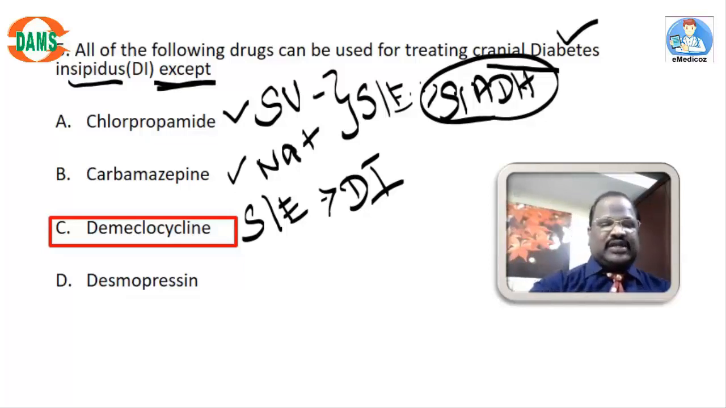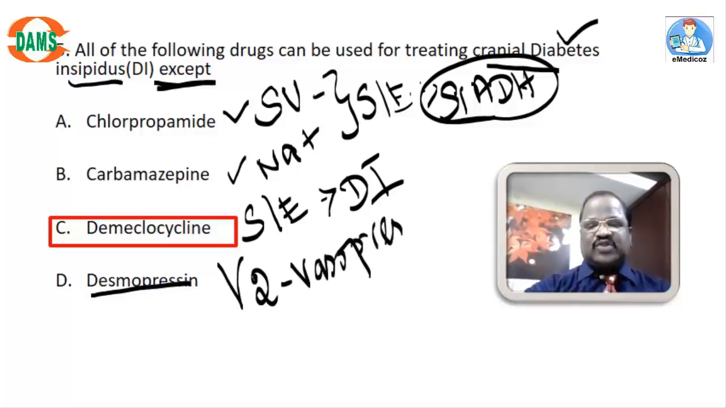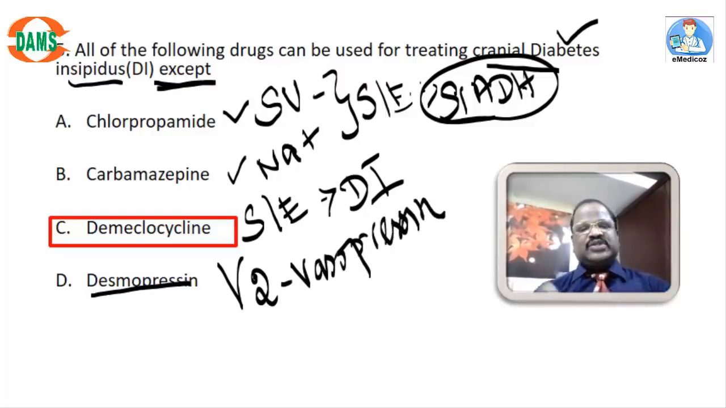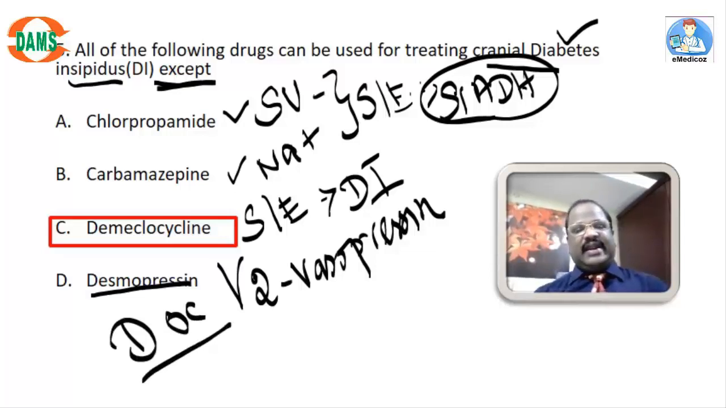Coming to the last option, desmopressin. Desmopressin, a synthetic V2 analog of vasopressin. So, it's an analog of vasopressin mainly acting on the V2 receptor. So, it's a drug of choice, very important. It's the drug of choice for treatment of cranial diabetes insipidus. So, remember, the drug of choice for treatment of cranial diabetes insipidus is desmopressin.